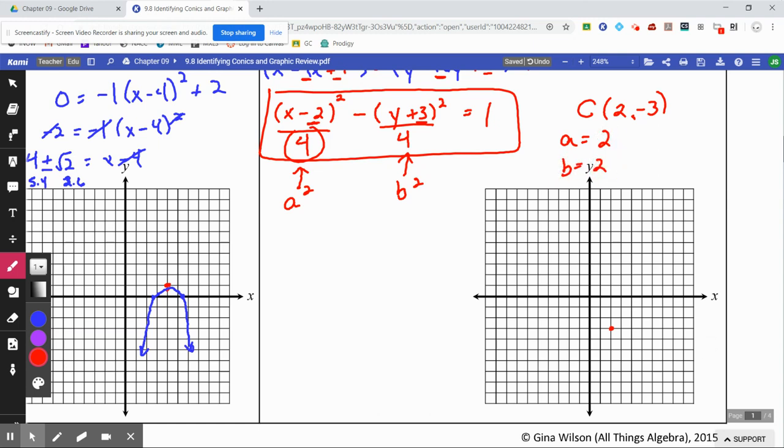So let's go ahead and plot those. And the way we're going to do that, since this is a horizontal hyperbola, our vertices will be to the right and to the left of our center. Our co-vertices will be above and below our center.